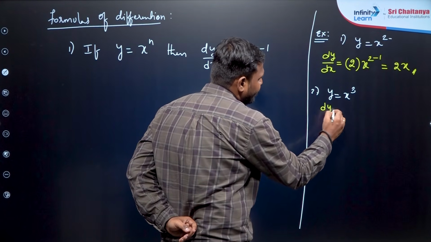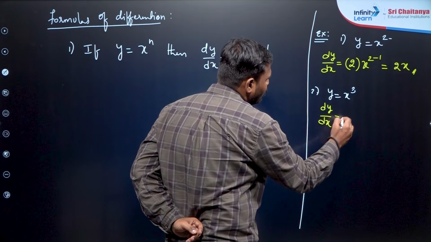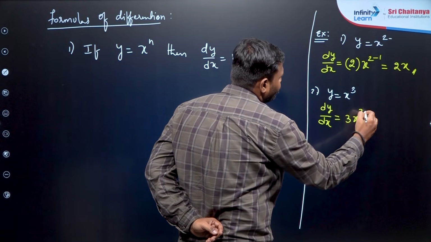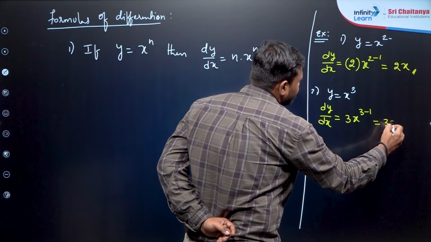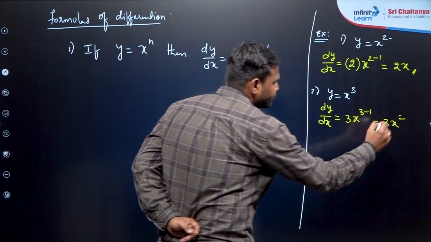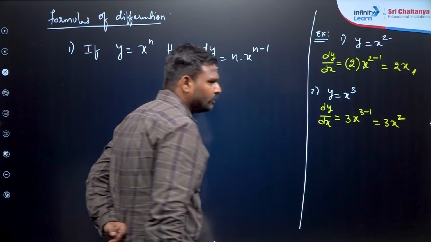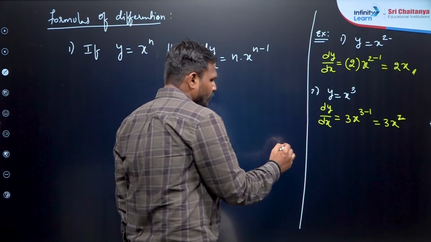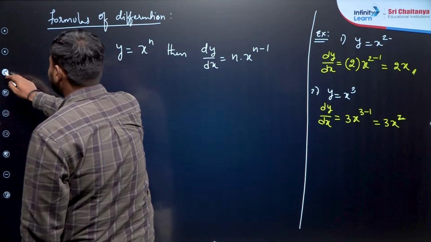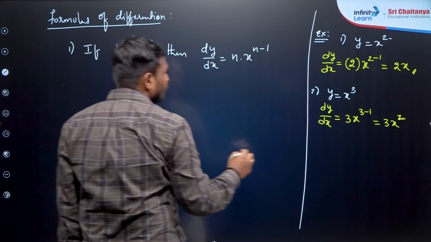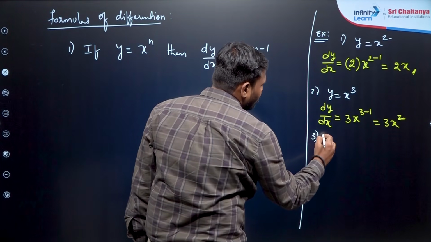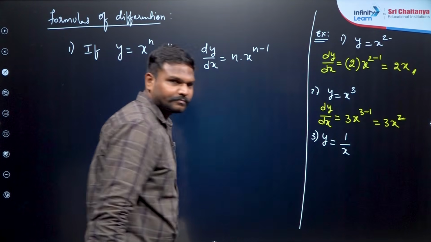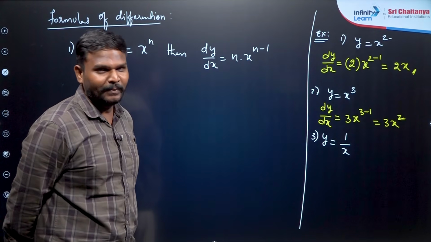dy by dx should be equal to, multiply the power and subtract 1 from the power, that is 3x square. Understood? Let us do a couple more examples on this particular function. Let us say our question looks like y is equal to 1 by x.